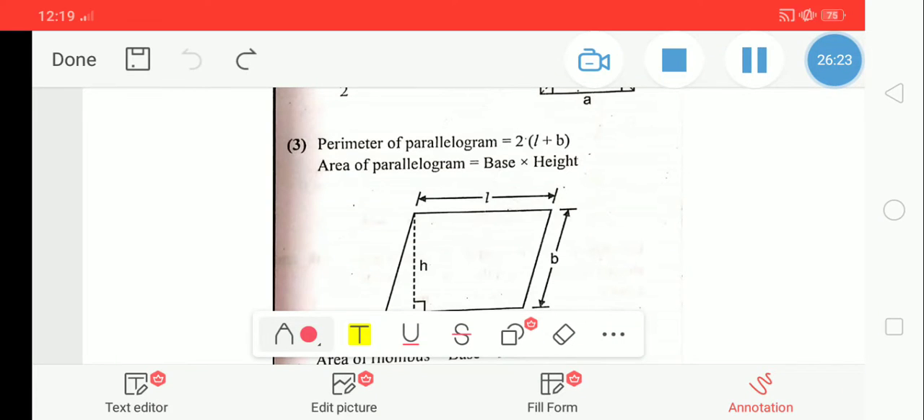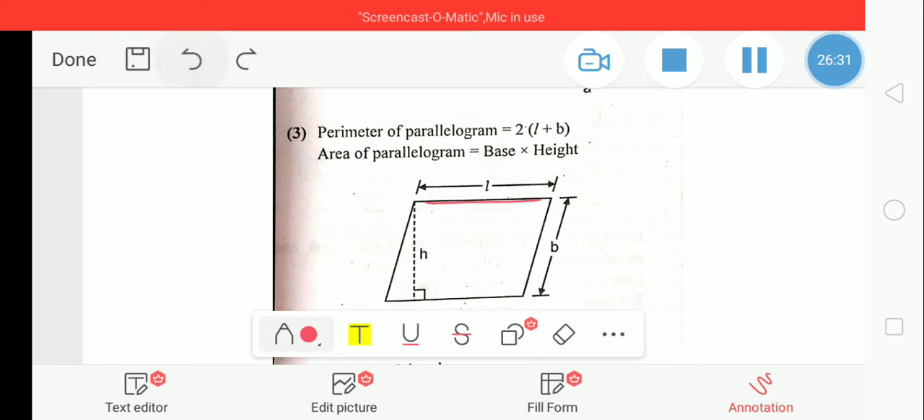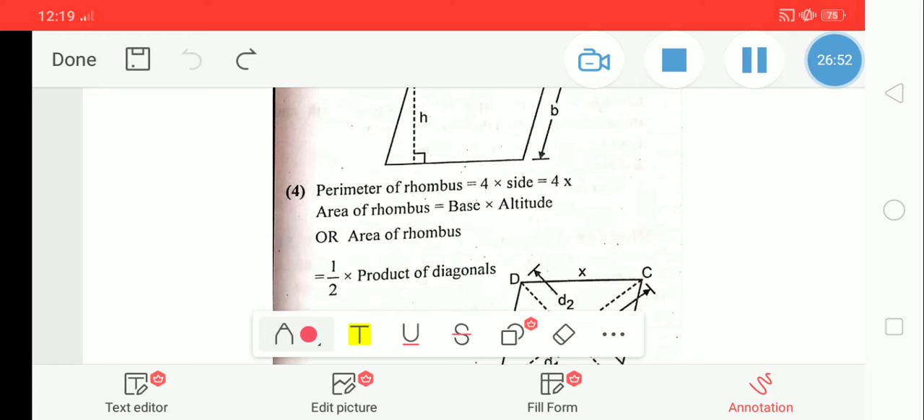And a parallelogram. Here in a parallelogram, opposite sides are parallel, so the perimeter of a parallelogram is 2 times l plus b, where l is length and b is breadth. And the area of a parallelogram is base multiplied by height. That finds the area of a parallelogram.